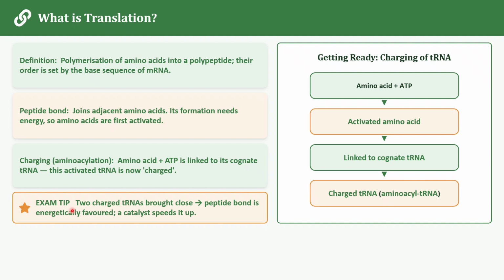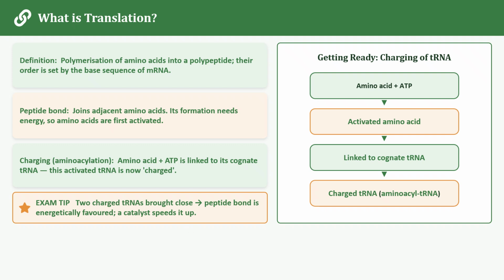Now here are some exam tips for you. If two charged tRNAs are brought close to each other, the amino acids attached to them are positioned close enough for a peptide bond to form. The ribosome then acts as a catalyst to increase the rate of the reaction.